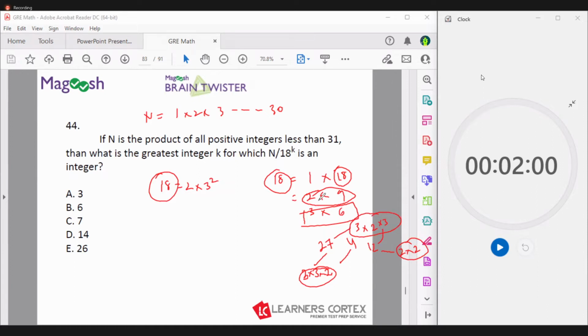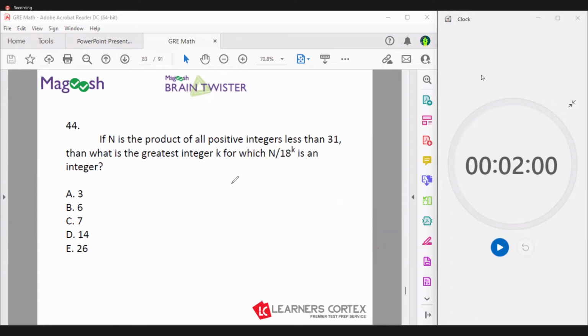So how will we do this? How will we determine how many times we get factors in this manner? First thing first, we need one 2 and we need 3 twice. So we'll write down all the possible values where 3 and 2 come. Now let's see how we do that.